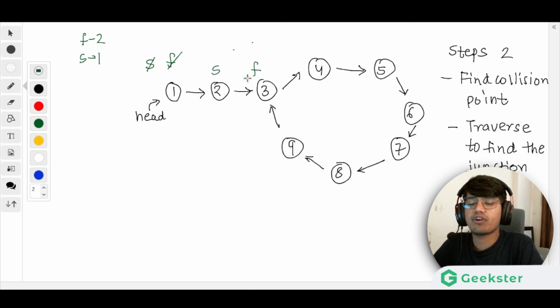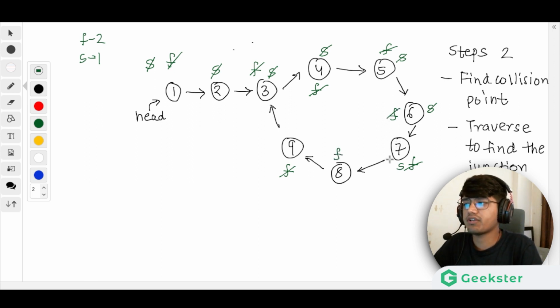Then again the fast pointer jumps 2 positions, so it comes here, and the slow pointer comes to this position. Again the fast pointer jumps 2 positions and the slow pointer jumps 1 position, and we continue like this. Finally the fast pointer jumps 2 positions, and the slow pointer moves from here to here. You can see the slow pointer has met the fast pointer at this position.